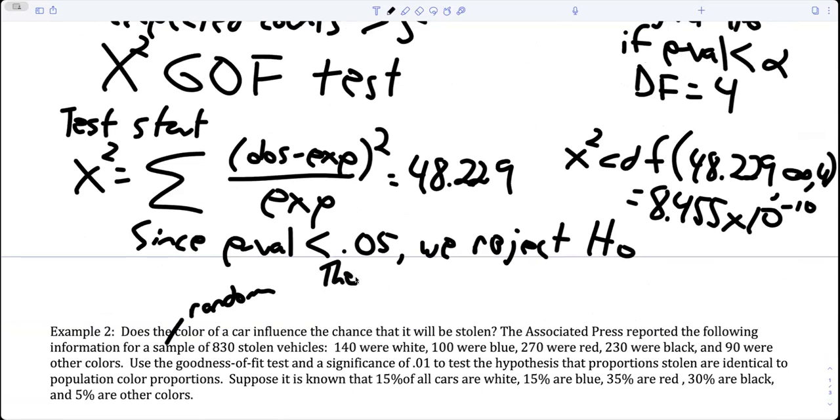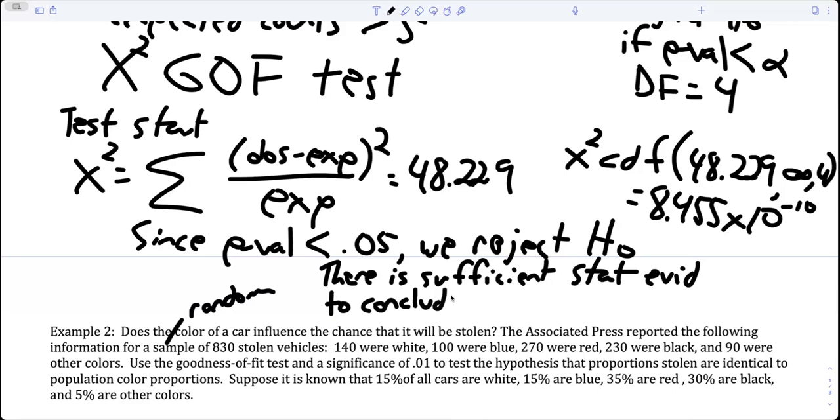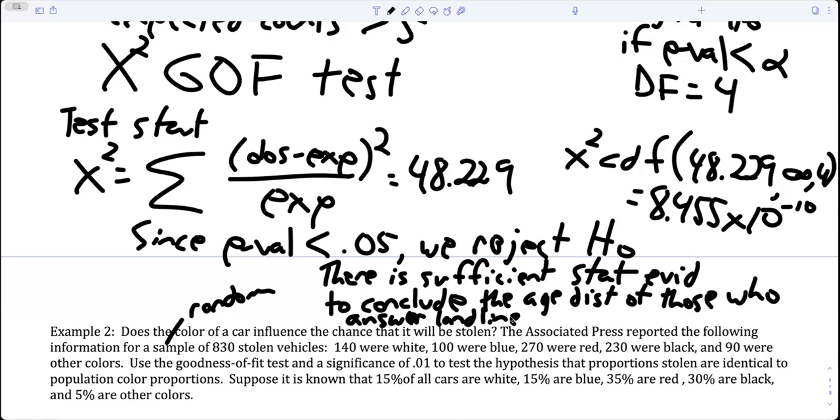So there is sufficient statistical evidence to conclude that the age distribution of people who answer landline surveys is not the same as the distribution for the US population.